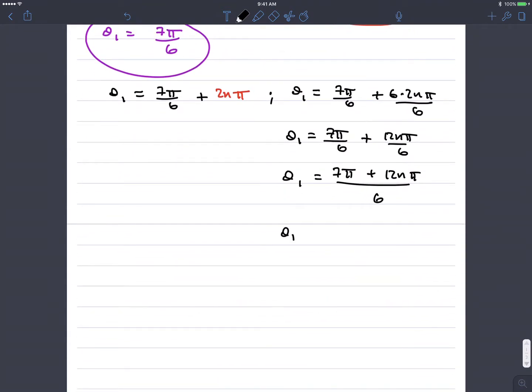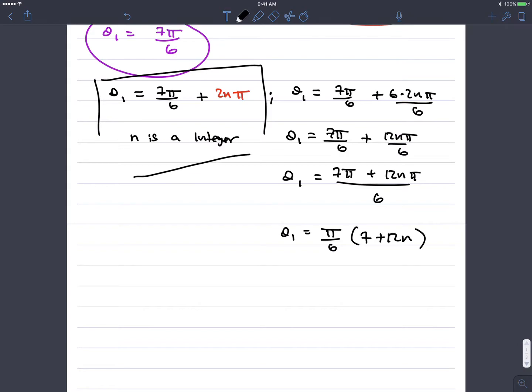So that your theta 1 angle will be, factor out, what do we get to factor out? Pi. This is pi over 6. And you get 7 plus 12n, where n is a natural number again. Remember that? Nope, sorry, n is an integer. So we have our first solution here in general.